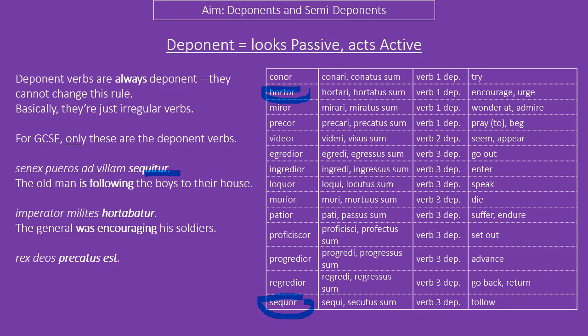Rex deos precatus est. The king prayed to the gods. We can see precor here. Now, precor, precatus est is one of our two-part passive-looking verbs.